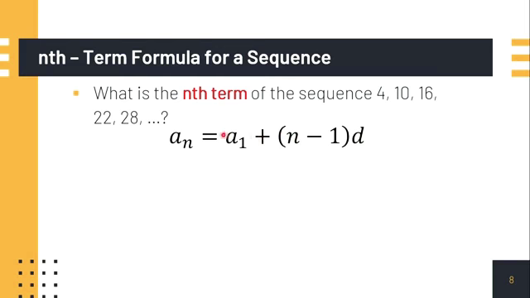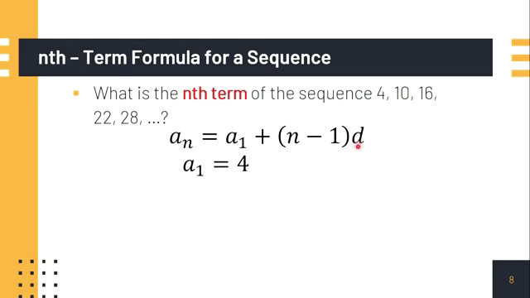So, yung a sub 1 dito, this is the first term. Yung n natin dito, that is the number position in the given sequence. And D is the common difference. So, pag sinabi natin common difference, ima-minus natin sila. For example, 10 minus 4, that is 6. 16 minus 10, 6 pa din. 22 minus 16, that is 6. 28 minus 22, that is 6. So, therefore, ang common difference dito ay 6. So, yun ang ipapalit natin sa D.